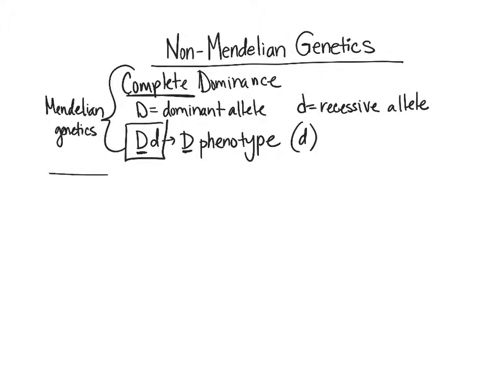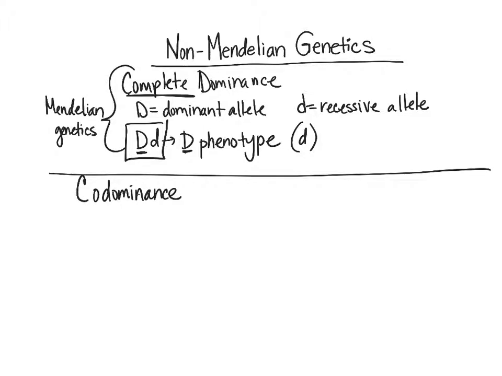This is what Mendel was able to observe, because he wasn't looking at the actual DNA and wasn't able to get as many details. But what we know is that everything doesn't follow Mendelian genetics. So we're going to talk about some differences in Mendelian genetics. First, we're going to talk about codominance.